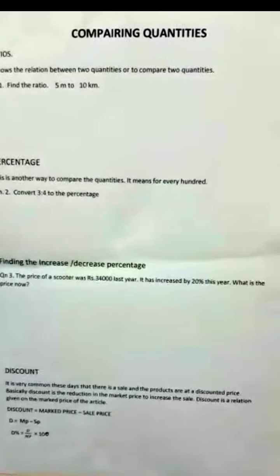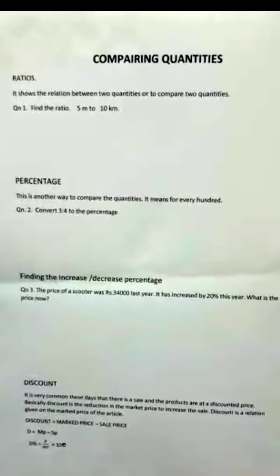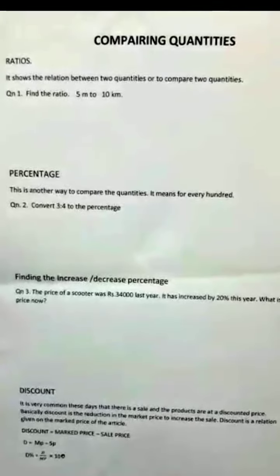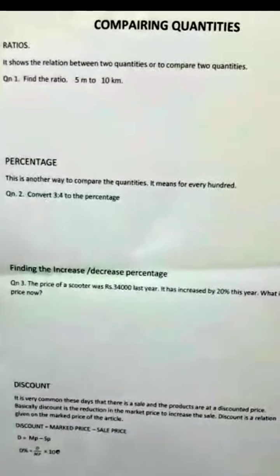Welcome to Checkpoint Maths. Today's topic is comparing quantities. We have to compare the quantities. Quantities means anything we can say, like mass, weight, height, population, etc. So first, we are comparing by ratios. It shows the relation between two quantities, or is used to compare two quantities.